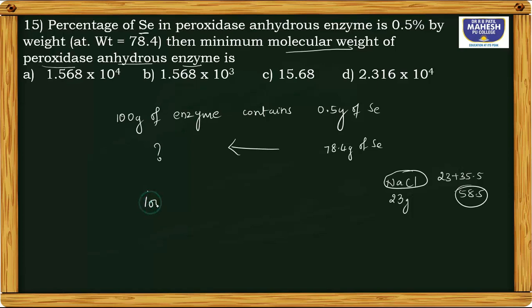So let us do the cross multiplication: 100 into 78.4 divided by 0.5. If I do that, I am going to get a very big number. Let me calculate. 100 into 78.4 divided by 0.5. This answer comes out to be 1.56 into 10 to the power 4. Which option do we have? It is option A.